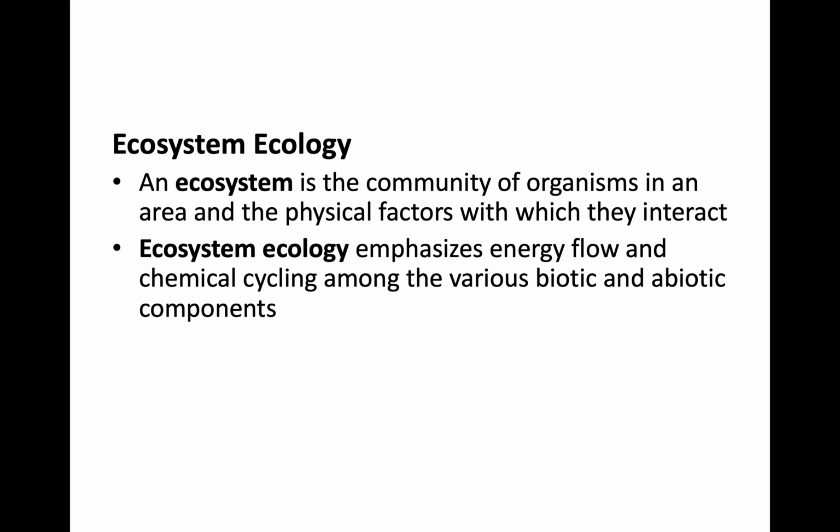So, an ecosystem is a community of organisms in an area and the physical factors with which they interact. I actually am not crazy about the way that they start this section of notes. I like to think of it, all right, so let's start with the animal. So we have an animal. That's an organism. What do we call a group of organisms?